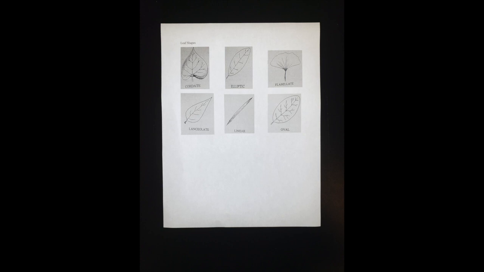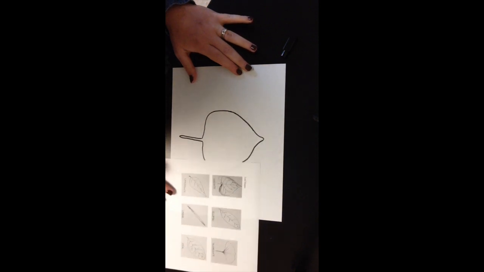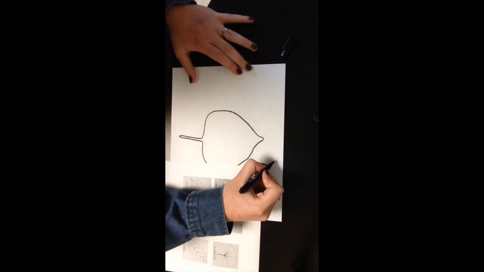So we're going to look at the shape. A redbud is typically a cordate shape, which means heart shape. And so I'm going to match it up, and it's going to be cordate, and I'm going to write it at the top.